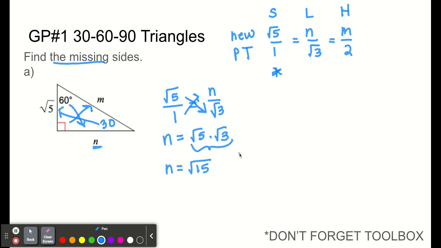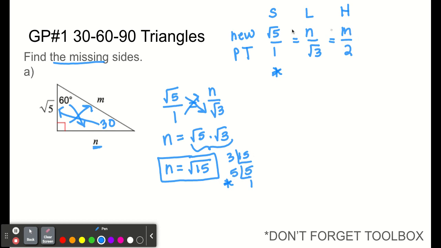Now we want to make sure that we check to see that our radical can or cannot be simplified. So if I were to break this 15 down, I would have 3 and 5 with no pairs, indicating that this is the simplest radical form. But we have to make sure that we're checking for that, because there have been times where I've seen work turned in where the radicals are not simplified. So make sure we're always checking to see that that radical can or cannot be simplified.